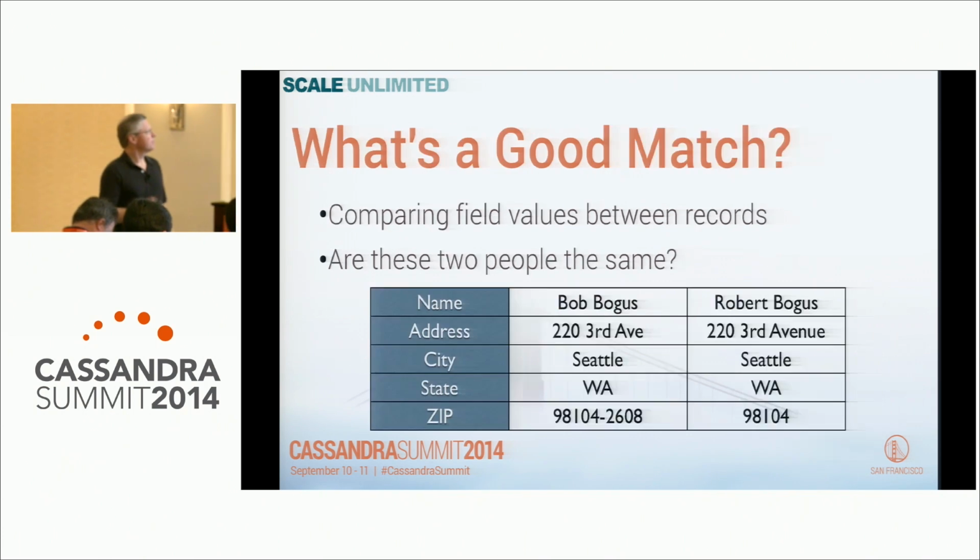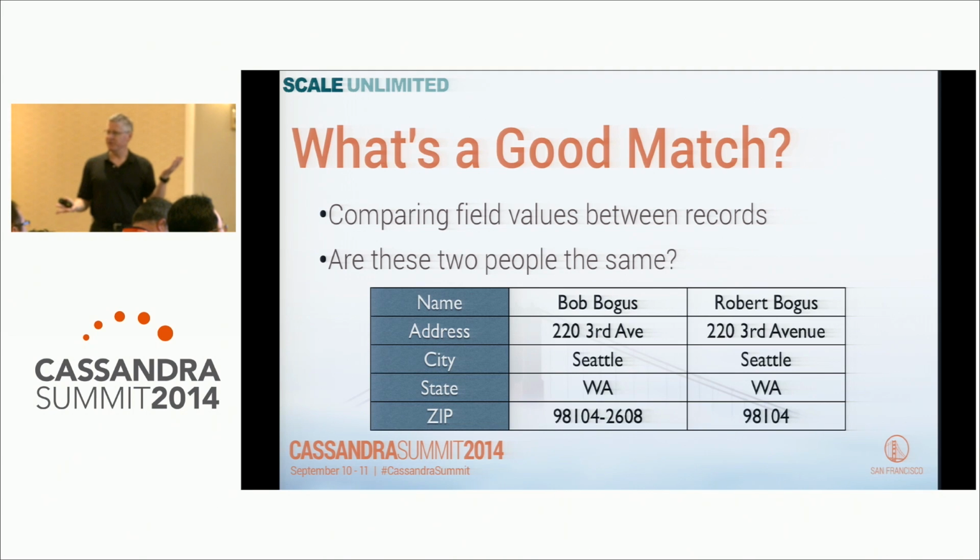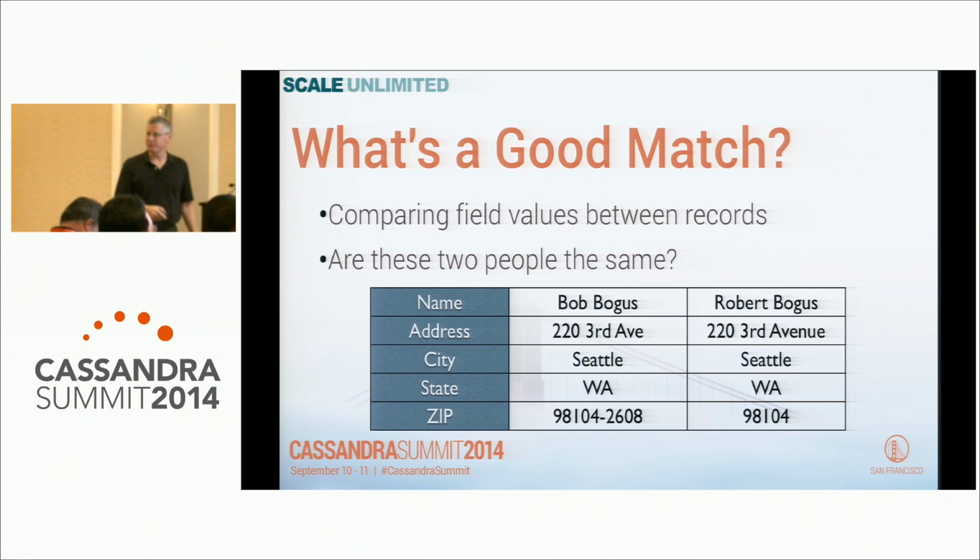So, what's a good match? What we're doing here for people is we've got attributes, basically fields with values for people. In this case, we've got name, address, city, state, zip. So are these two people the same? If you looked at this right here, would you say these two are the same?